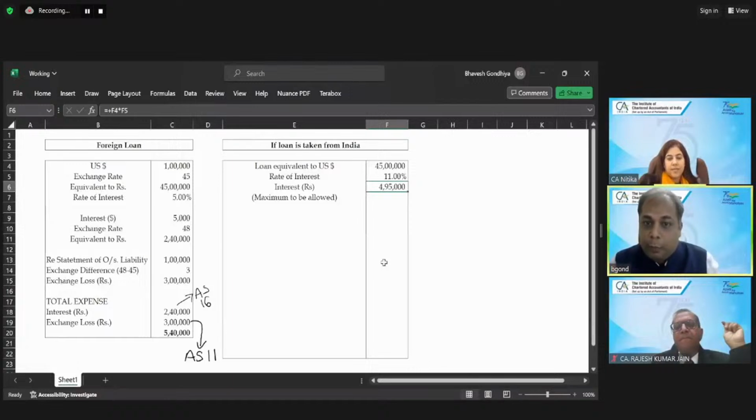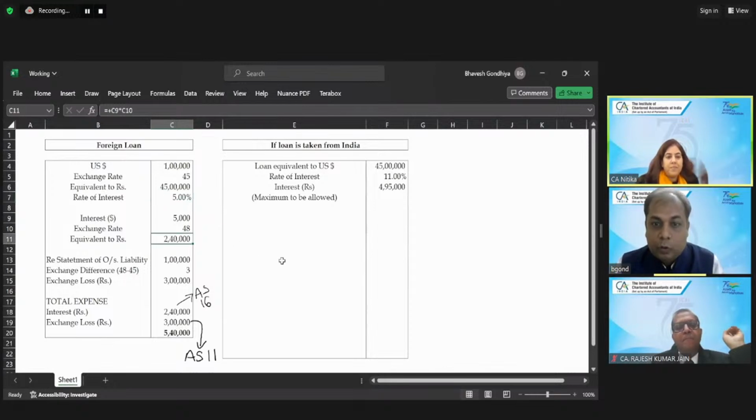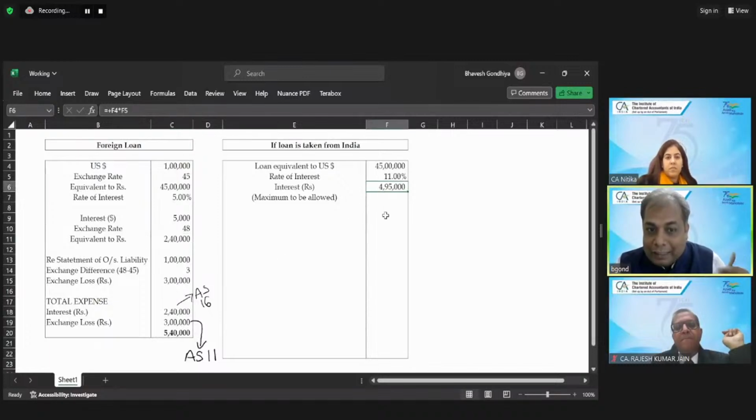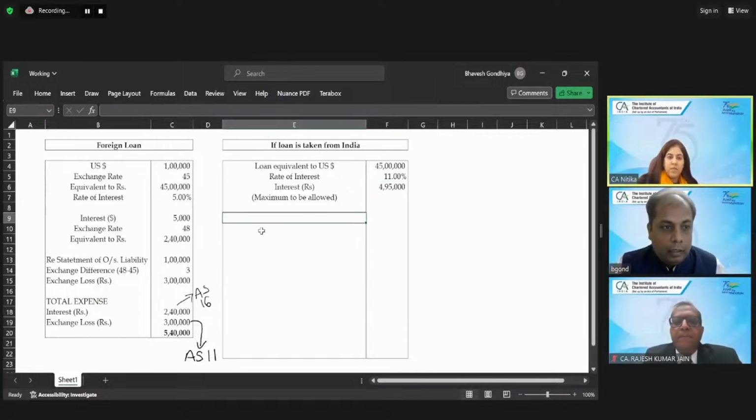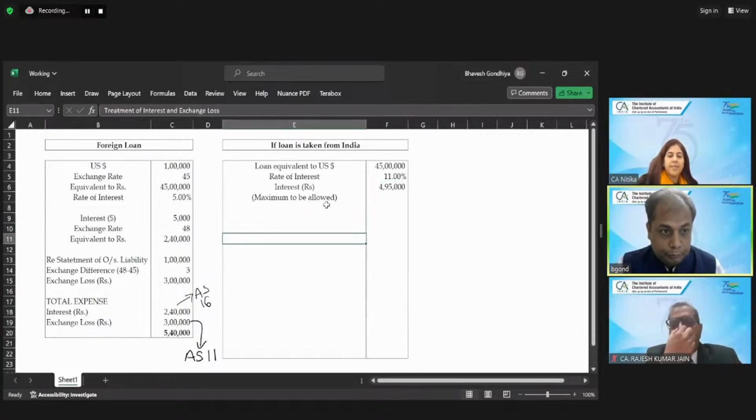But as you have approached the foreign loan, where the rate of interest is lower, they can't restrict you only to 2,40,000, but they may allow you a maximum of 4,95,000 as a borrowing cost under Accounting Standard 16. Is it fine? Yes.